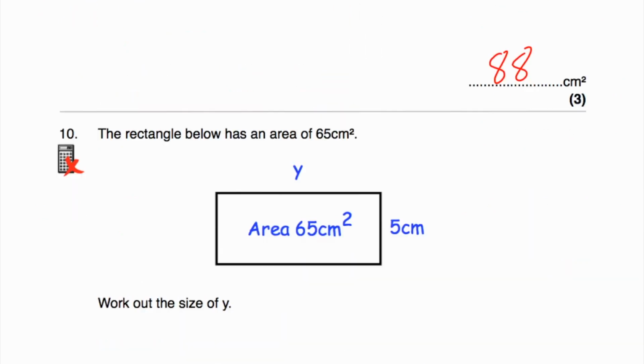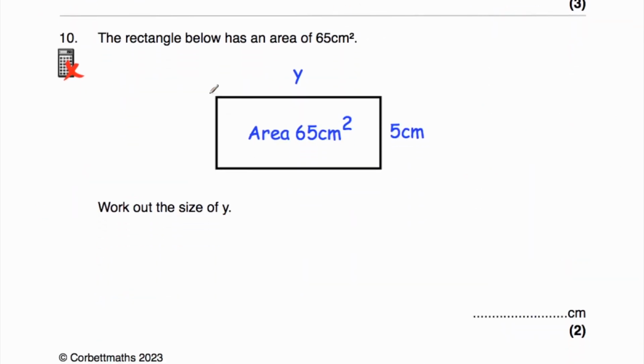Okay, question number 10. We've got this rectangle, and we've got its length being y, that's how long it is, and its width is 5 centimeters, and we're told its area is 65 centimeters squared. We've been asked to work out the size of y, the length of the rectangle. Well, the length times the width is equal to the area. So that means that the area divided by the width will give us the length. So 65 divided by 5.